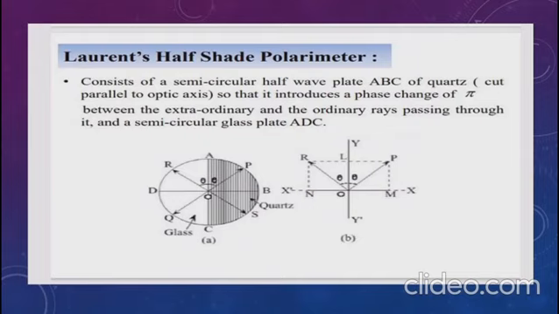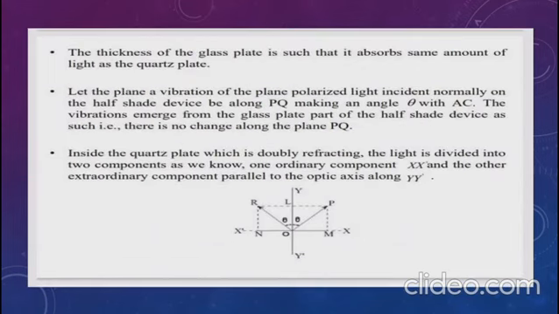Let's see the half-shade plate explanation. It is the most important device. It is made up of two semicircular plates. When joining the two plates, we get a circle. The center line of the circle is called the optical path. Of these two semicircles, one is glass and the other is quartz.